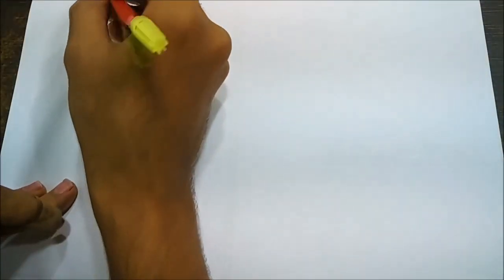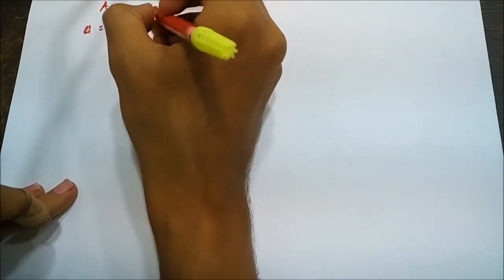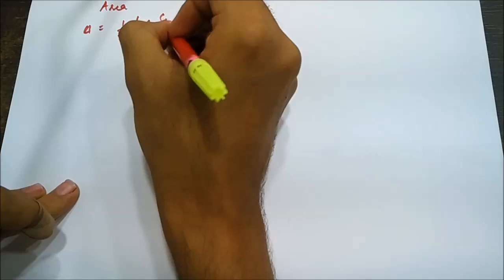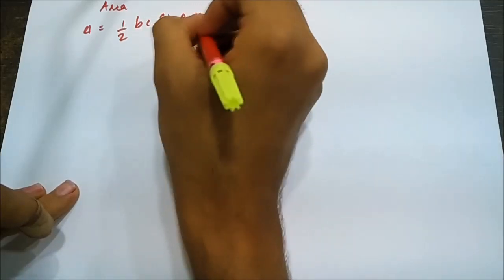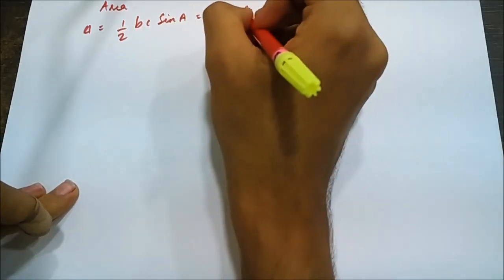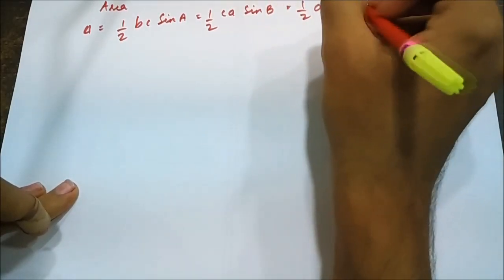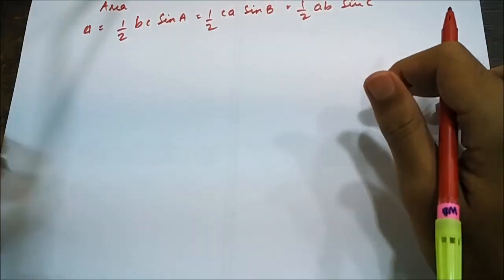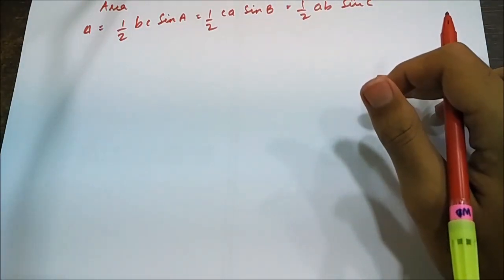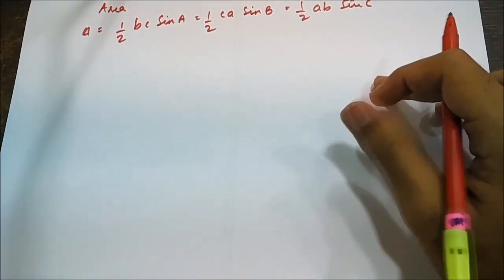Now we'll see how to find out the area of a triangle. So area is equal to half BC sine A, is equal to half CA sine B, is equal to half AB sine C. So this is the formula for finding out the area of the triangle in terms of the trigonometric functions.